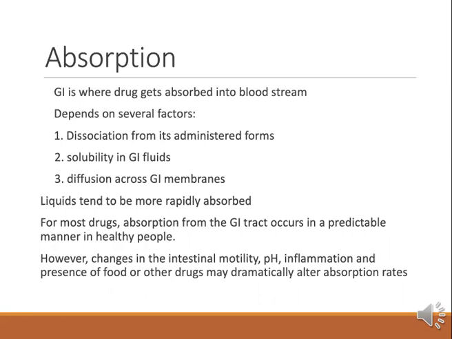However, changes, again, in the intestinal motility, intestinal pH, if there's inflammation, right, like inflammatory bowel syndrome, those types of patients will suffer with issues of absorption. And when there's also the presence of food or other drugs that can dramatically alter the absorption rates. So again, let me go back to patients with IBS, inflammatory bowel syndrome.